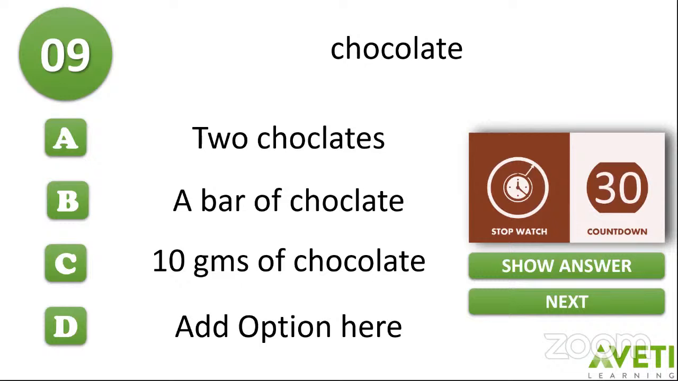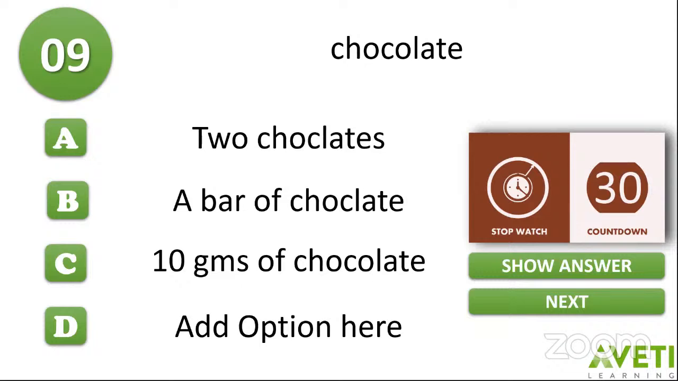Suppose I say I gave 2 chocolates to my friend. So then chocolate has become countable. Because I gave two chocolates to my friend, so there is a number, there are two. Though chocolate is uncountable, when I gave a number of chocolates to my friend, that becomes countable. Similarly, a bar of chocolate. I bought a bar of chocolate.